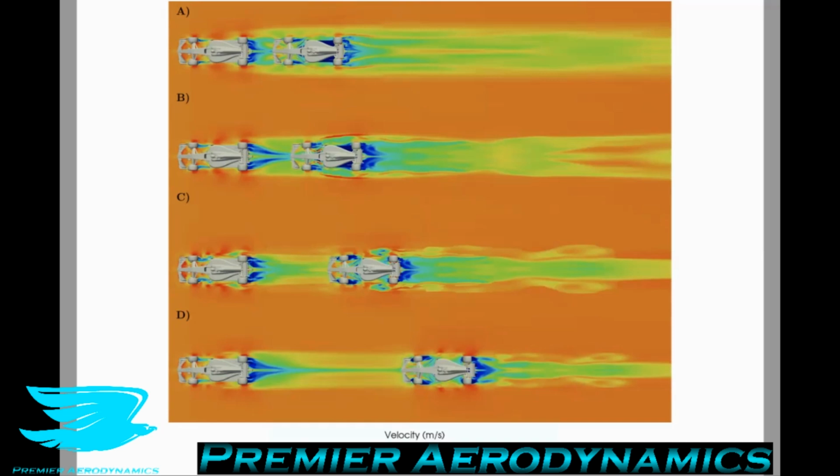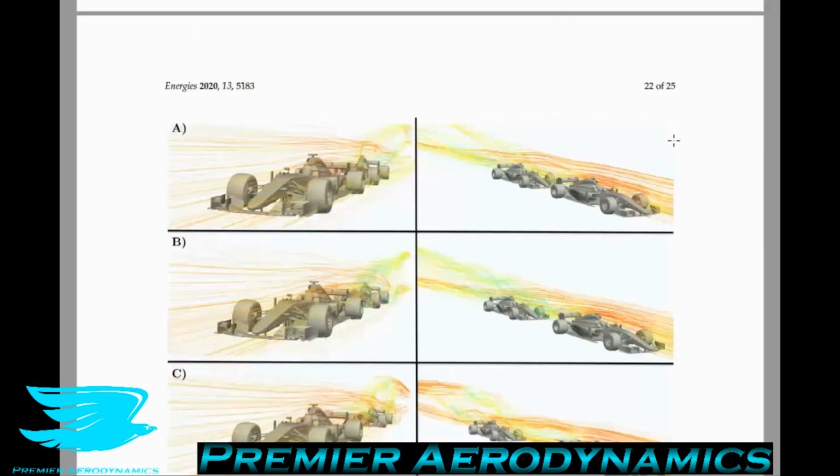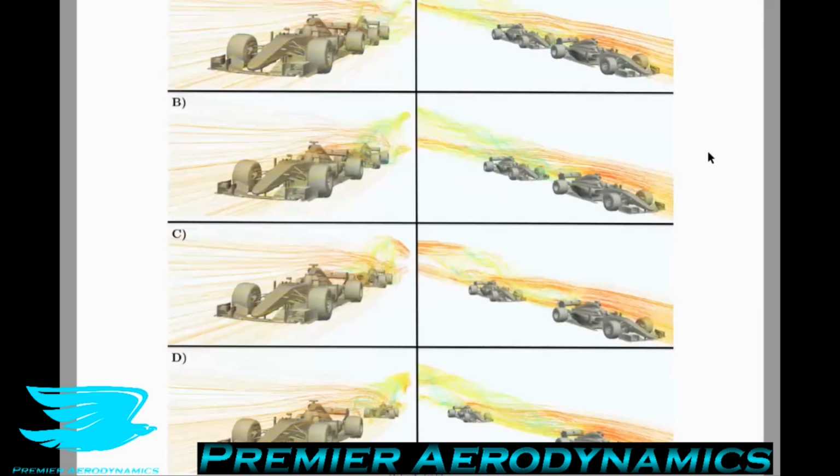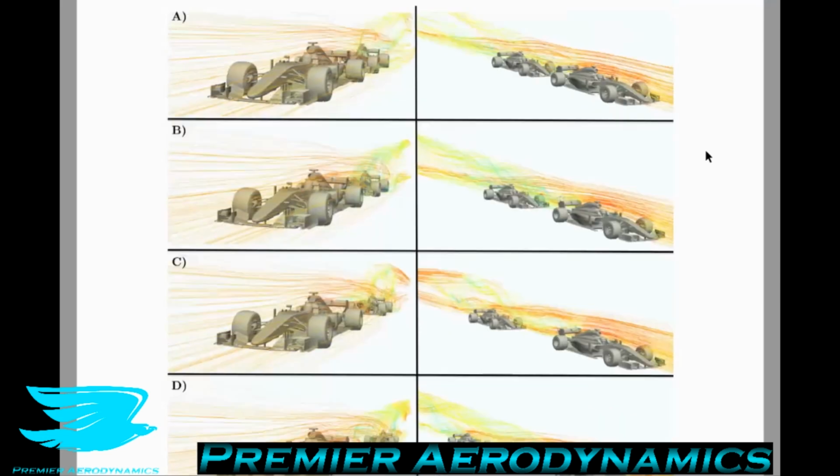And also the objects are very nicely streamlined, and the flow is streamlined as well, hitting these streamlined objects. So in figure 25, they have one more figure which is quite interesting. It shows the streamlines of the front car, how they go over the second car with varying distances.